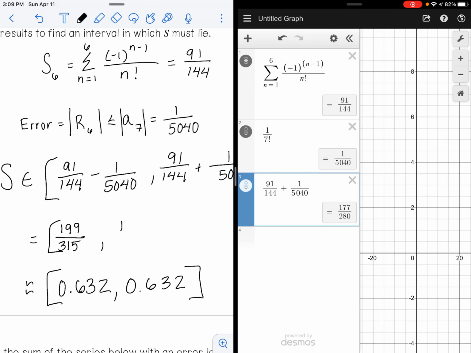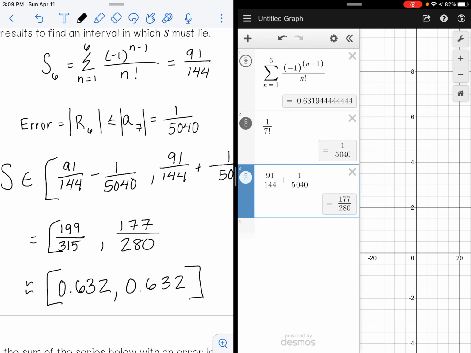Right, if I make it a fraction, I get 177 over 280. And if we look back at our approximation for S sub 6, as a decimal, it's 0.6319. So that fits right in between those two values. So we can essentially say that the actual sum of this is 0.632 because they're the same decimal value if you round them to 3 decimal places.